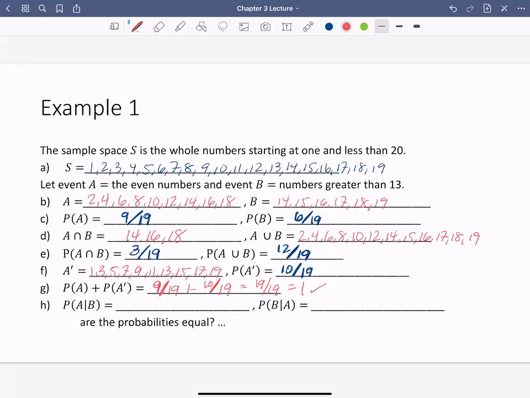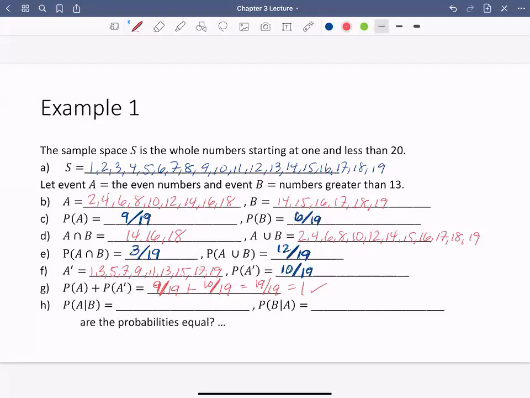So now let's look at the given part, using the formula that I just gave you. It says, what's the probability of A given B happening? So what is the probability of A happening given that B has already happened? In order to do that, we use the intersection of A and B divided by the probability of B.